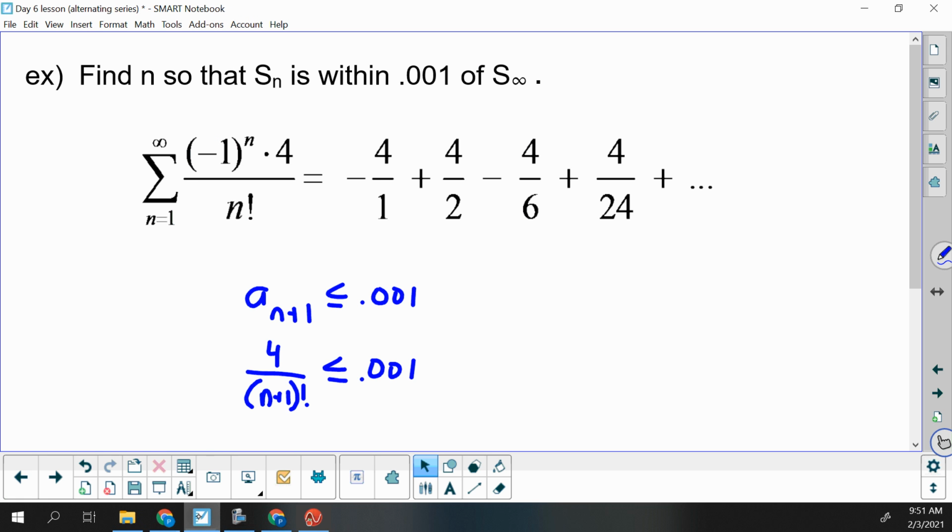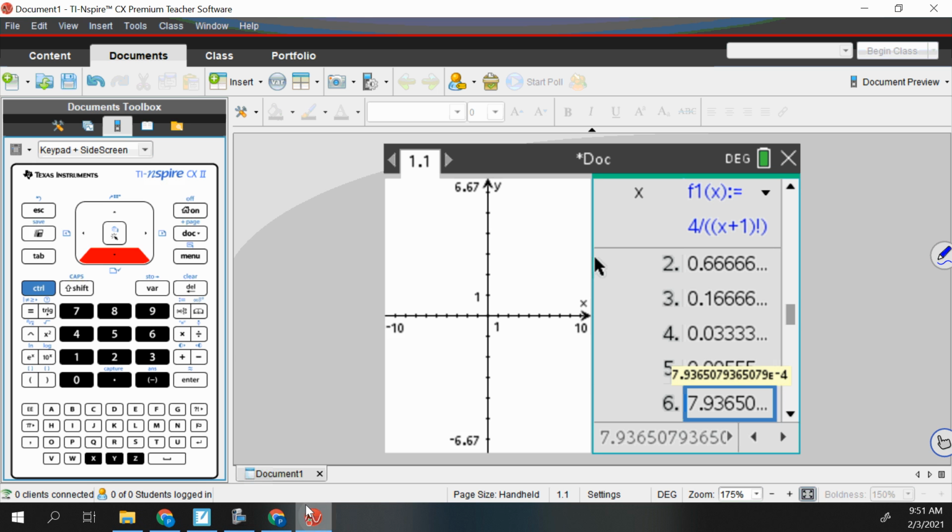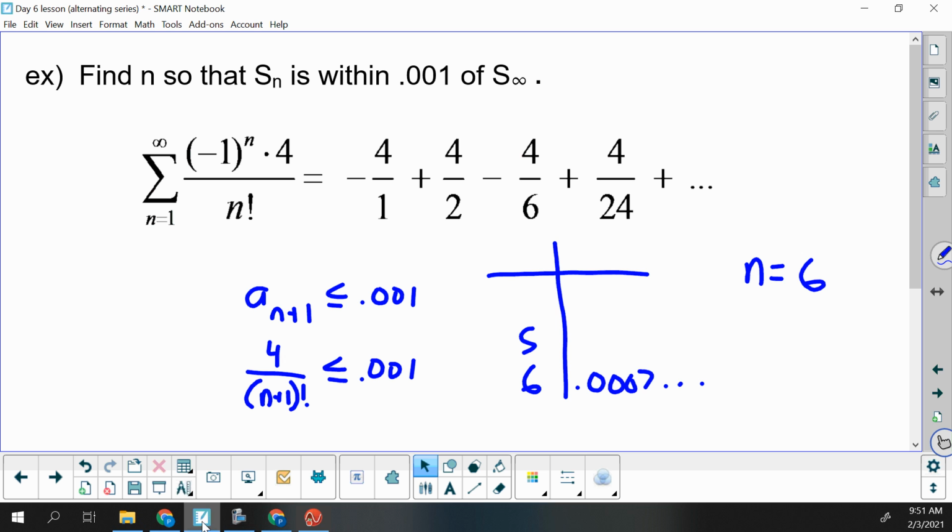Now, so our answer is n equals 6. What I would want to see on a test is the last two lines in the table. So we would have 0.0007 dot dot dot, and I think our one before that was 0.00 and then 5 repeating. So I would want to see those last two rows to show, okay, yeah, 6 is the first one where it is less than or equal to 0.001.